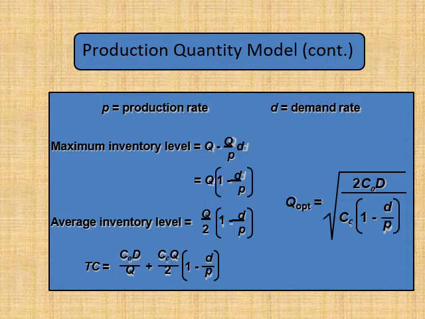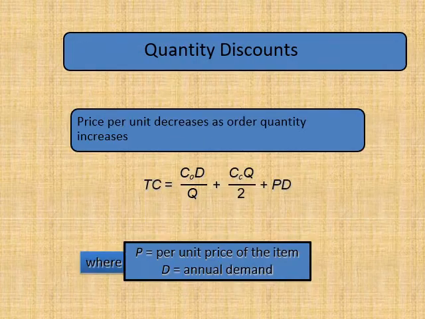In the production quantity model, we calculate the maximum inventory level by this formula: Q minus (Q/P) times D. Then we take Q common. Then we find the average inventory level using this formula. Then we find the total cost TC using this formula. Then we find the optimum Q. So these are the formulas and derivations used in the production quantity model.